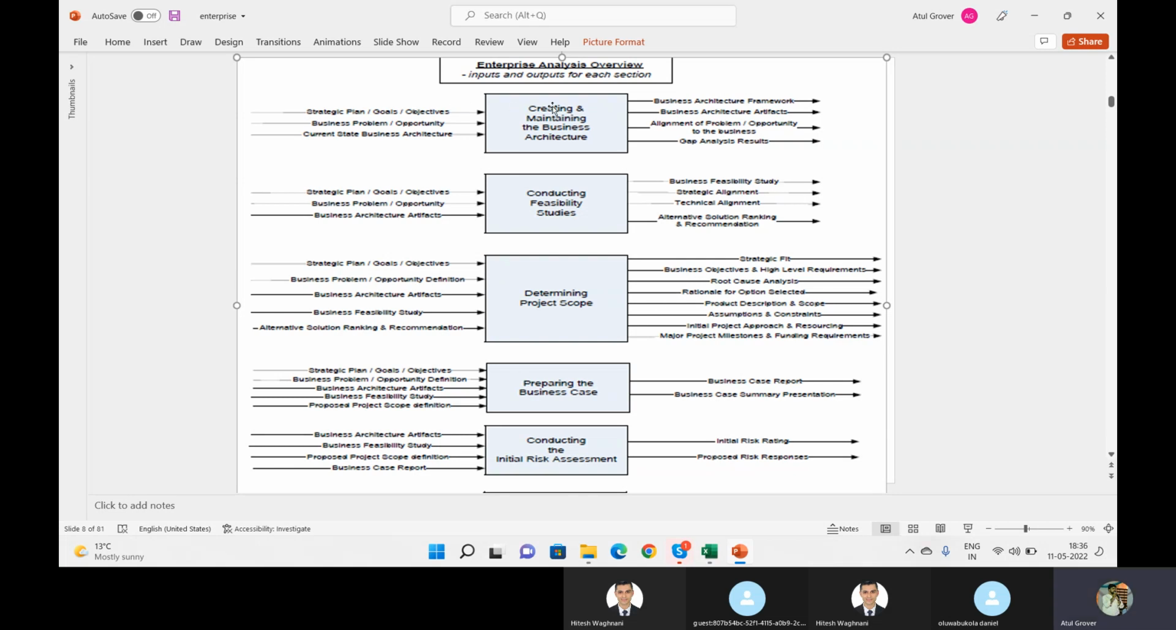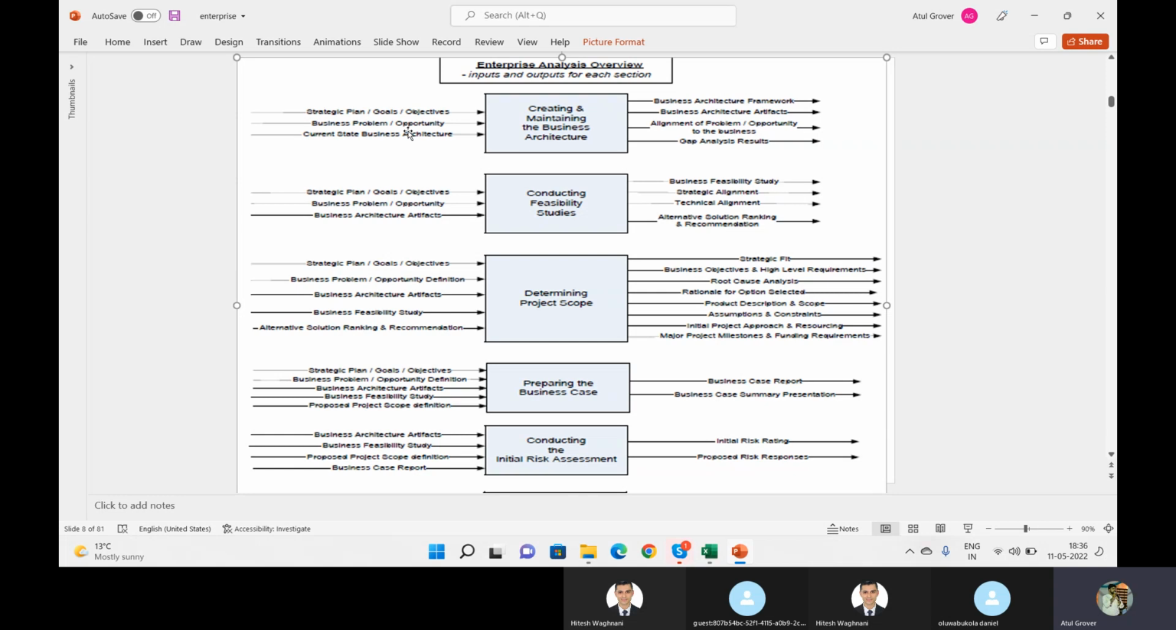The first part says creating and maintaining the business architecture. And what are the inputs? Strategic plan, goal, or objective. Every company at the start of the financial year has some goal in their mind. They have an objective in their mind to achieve at the end of the year. They have some business problem.